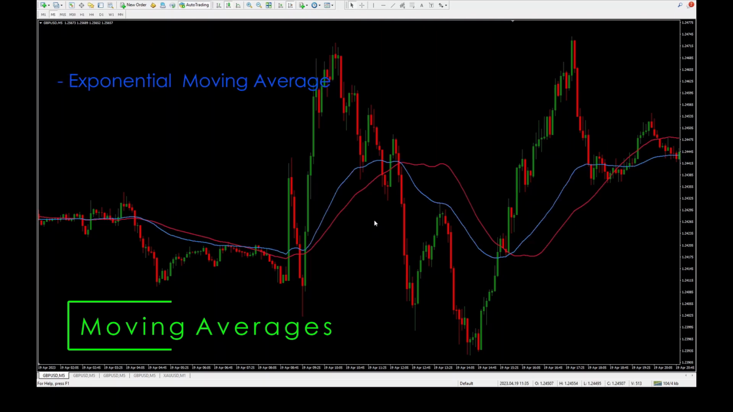Exponential moving average gives more weight to recent price data, making it more responsive to changes in market trends than the simple moving average. It is calculated by giving a greater weight to more recent price data and gradually decreasing the weight of older data.